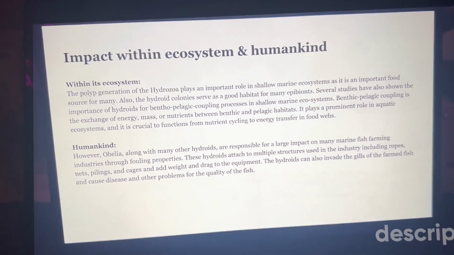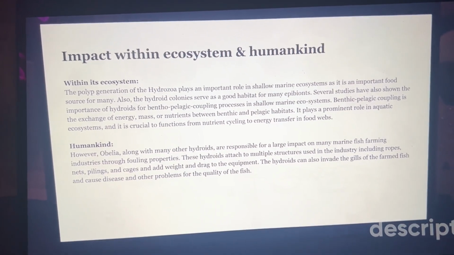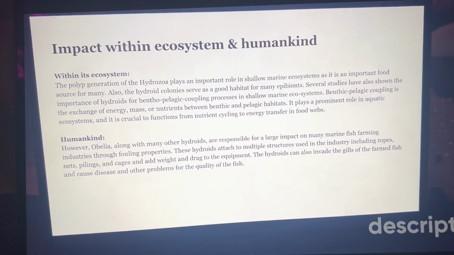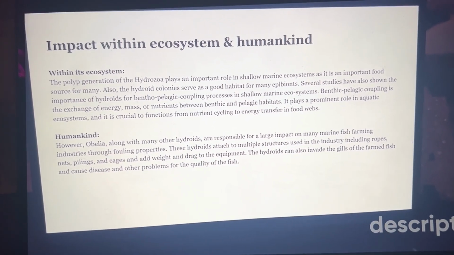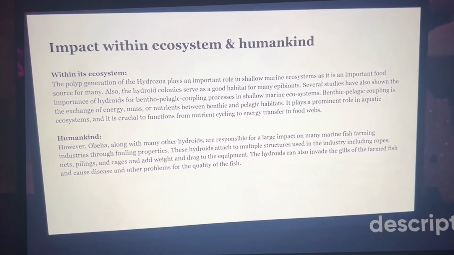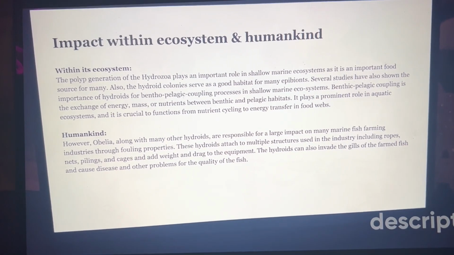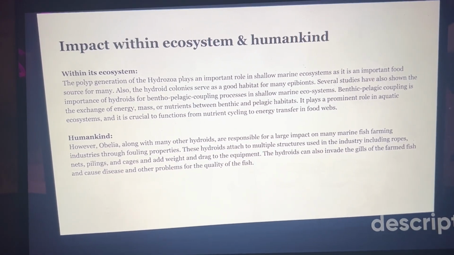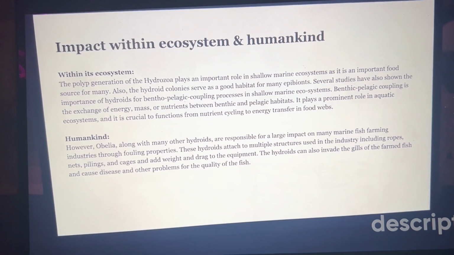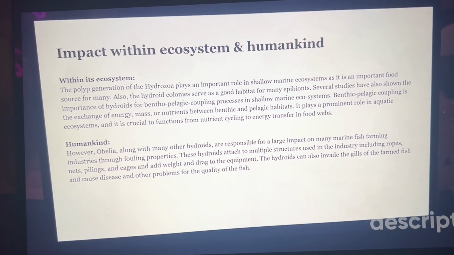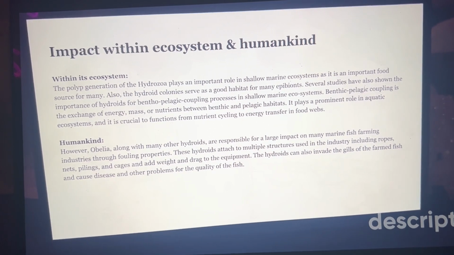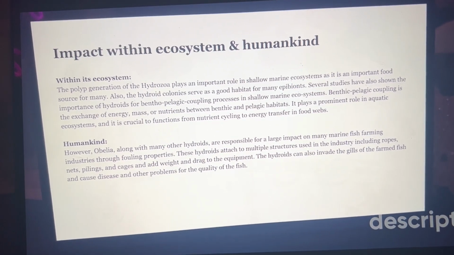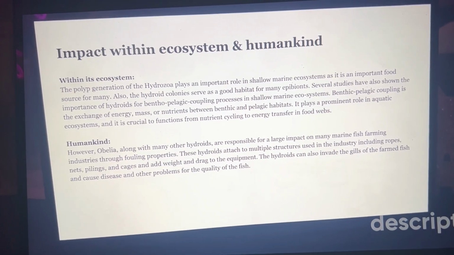And then its impact within its ecosystem and humankind. The polyp generation of Hydrozoa plays an important role in shallow marine ecosystems as it's an important food source for many. The hydroid colonies serve as good habitats for many epibionts. Studies showed the importance of hydroids in this coupling process in shallow marine ecosystems, and this process is an exchange of energy, mass, or nutrients between benthic and pelagic habitats. It plays a prominent role in aquatic ecosystems and is crucial to functions from nutrient cycling to energy transfer in the food webs.